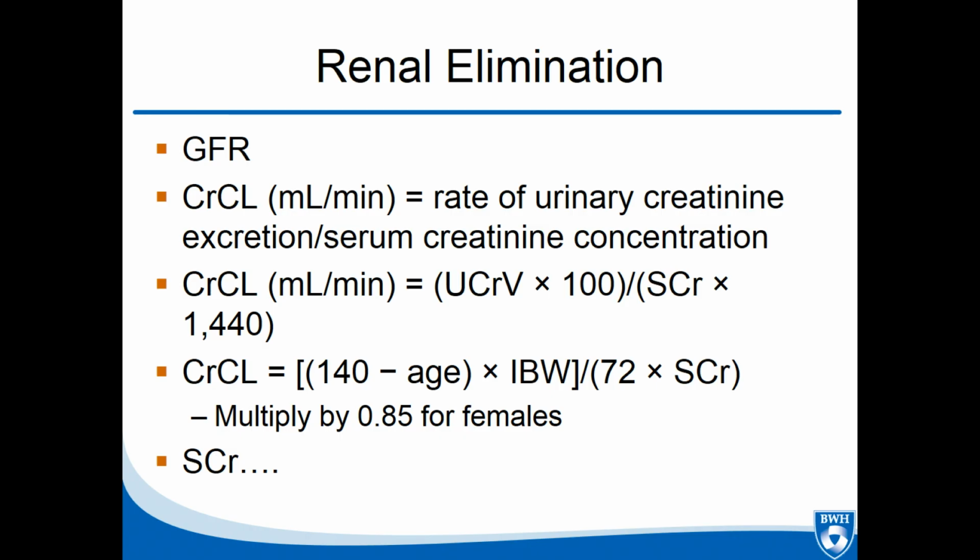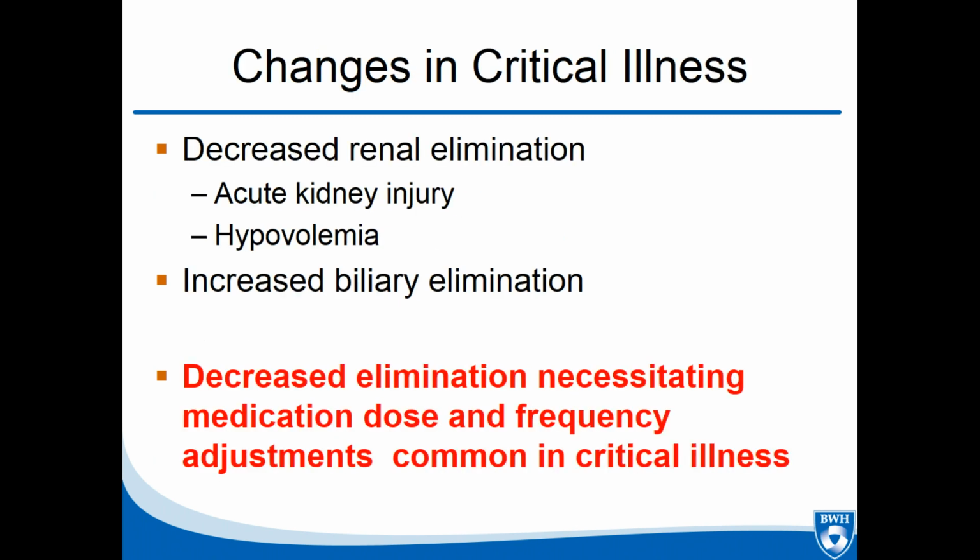But certainly serum creatinine in a vacuum, if we look at, say, a patient who is 0.8 in the evening, and then first thing in the morning is 1.4, we know we're in an acute renal failure situation. So to review some more changes in renal excretion, we'll see decreased renal elimination due to causes like acute kidney injury, hypovolemia, and increased biliary elimination.